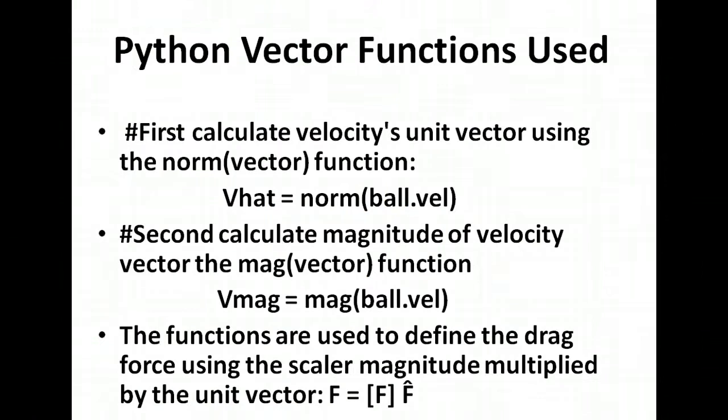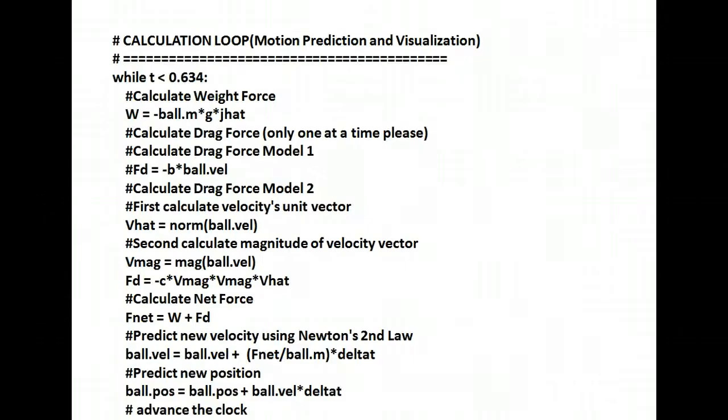Use two vector functions from Python, norm(ball velocity) and mag(ball velocity), to return the unit vector and the magnitude of a vector. The calculation loop is shown here. I have both models in the loop. One is turned off with the hashtags, the other one is on.